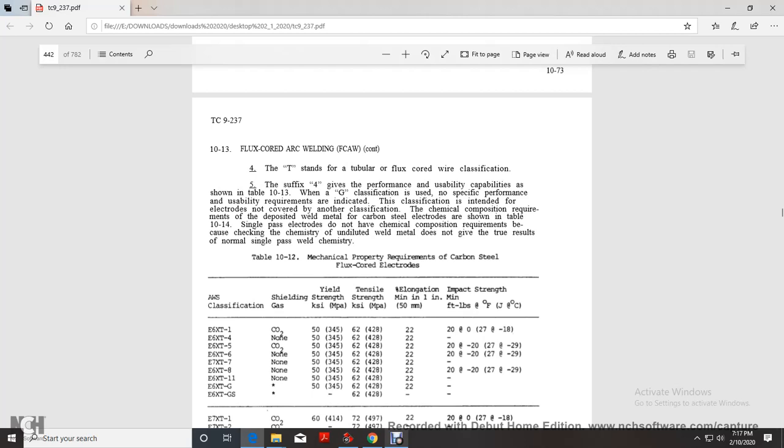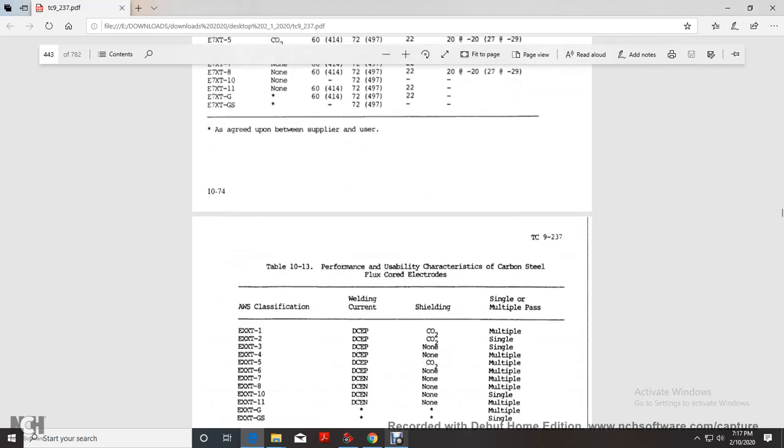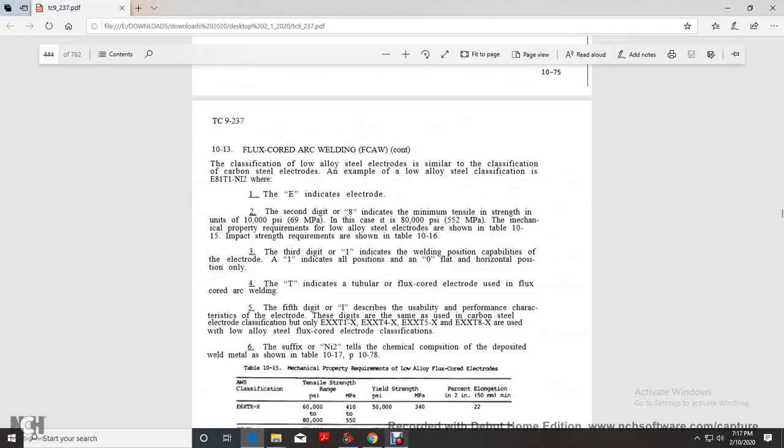Chemical composition requirements for the deposit of the weld metal with carbon steel electrodes are shown in the table on 1014. For single pass electrodes, there is no chemical composition requirement, because checking the chemistry of undiluted weld metal does not give the true result for normal single pass weld chemistry. The mechanical property requirements for carbon steel flux core wire are then shown in the tables.